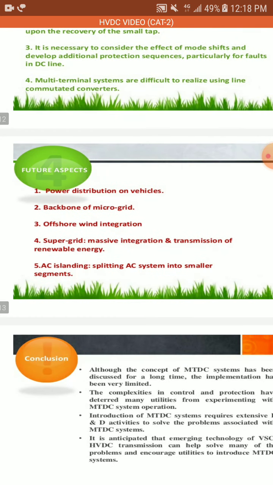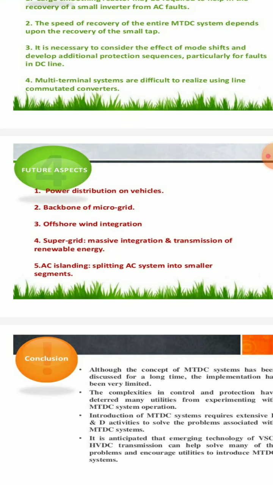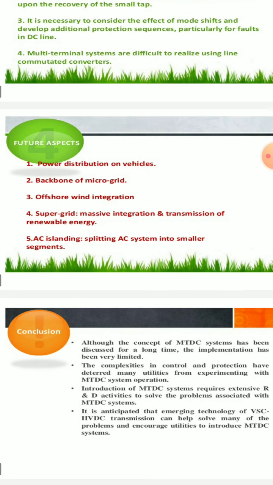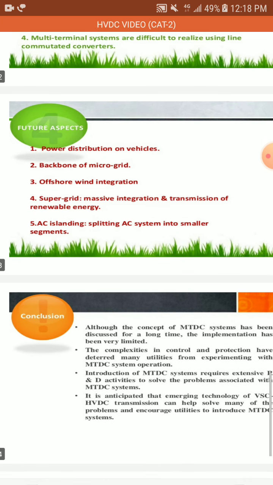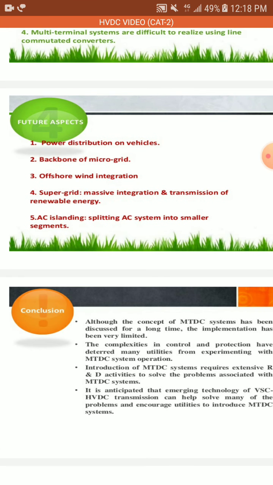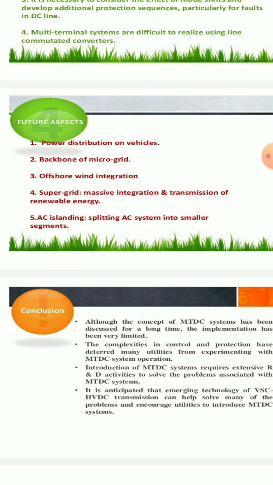Future aspects in multi-terminal systems are as follows. Power distribution on vehicles. It will be a backbone of microgrids. It will also be used in offshore wind integration, which is a major aspect. Supergrid, that is mass integration and transmission of renewable energy. AC islanding, which is splitting an AC system into smaller segments.